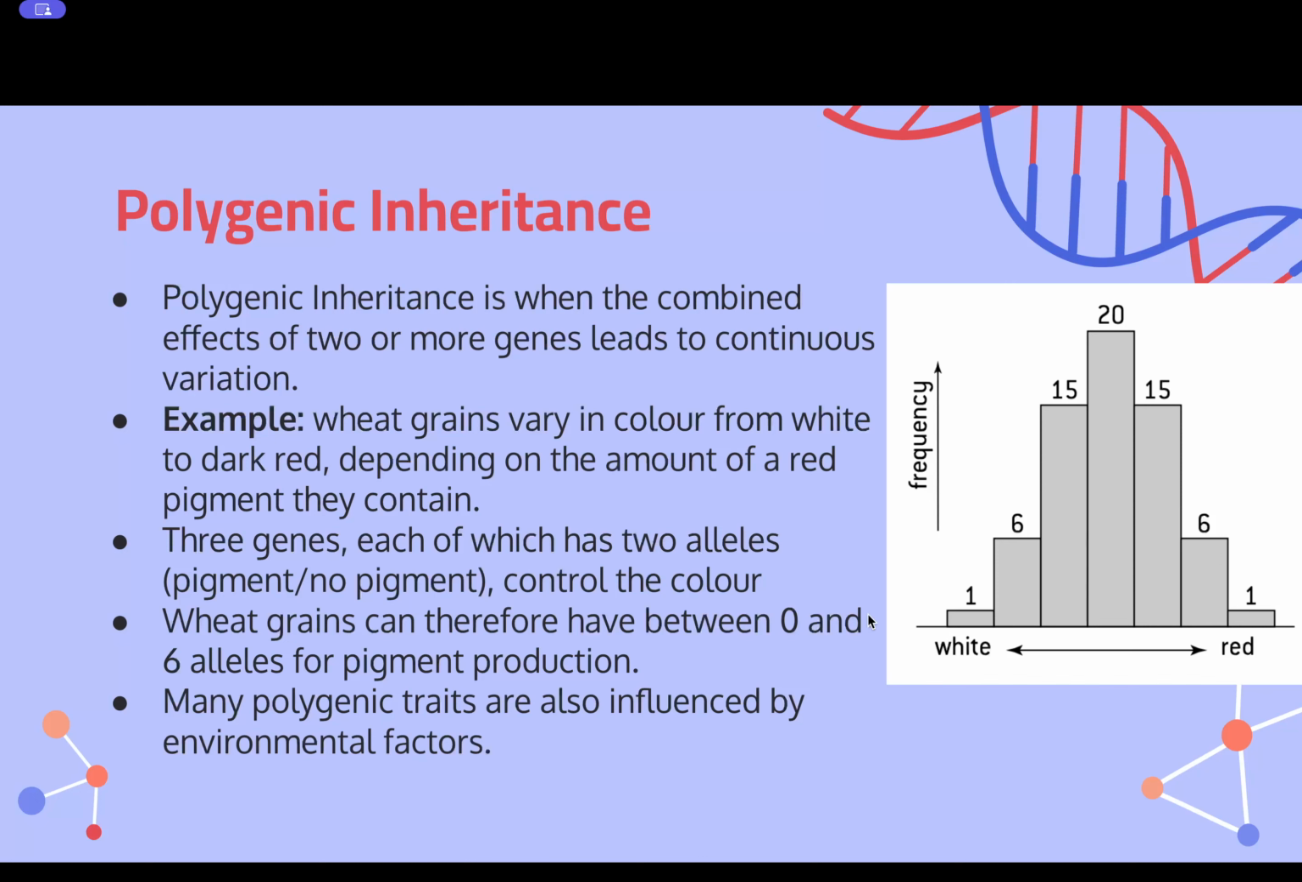So in wheat grains, there are three genes that control the color, but each of those three genes has two alleles, one dominant, one recessive, for obvious reasons. So when there are three different genes affecting just one characteristic, that means there can be anywhere from 0 to 6 alleles for pigment production. How many alleles one particular plant or wheat grain has can change how pigmented it is.